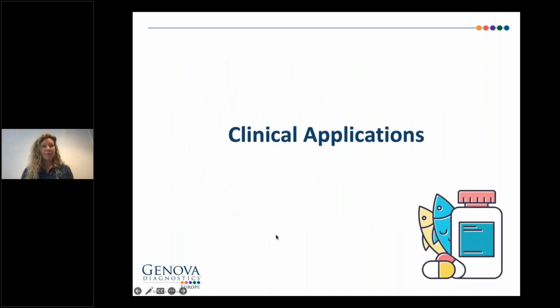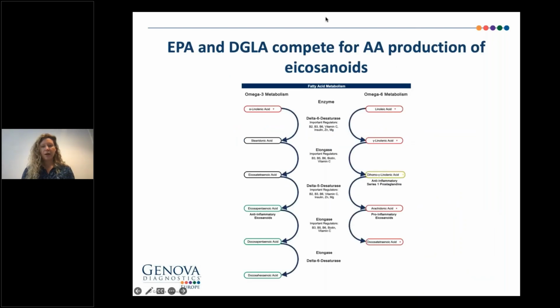So I'm going to finally move on to the clinical applications. So as you've seen on the previous slides, this is the second page of the report, which is a useful way to assess fatty acid imbalances from a bird's eye point of view. As I've mentioned a few times, omega-3 and omega-6 fatty acids compete for the same enzymes. And this is really how the diet and supplementation can effectively prevent the overproduction of pro-inflammatory eicosanoids.